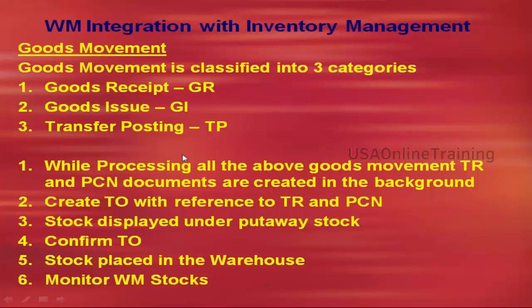Whenever we do all these goods movements in the system, in some cases a transfer requirement is created, in some cases a PCN, posting change notice, is created in the background. Against this TR and PCN, we create a TO with reference to TR and with reference to PCN. As a result, the stock sometimes displays under put away stock and sometimes under remove stock. Therefore, we create a transfer order.